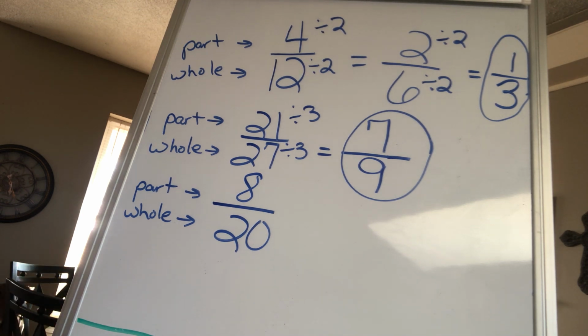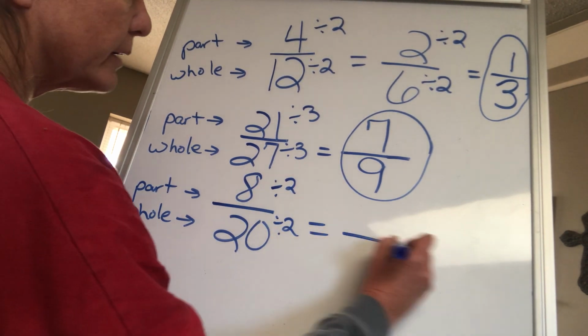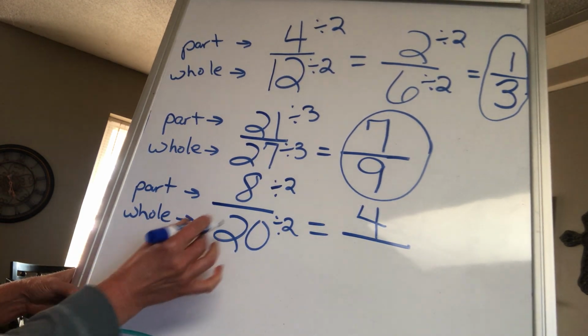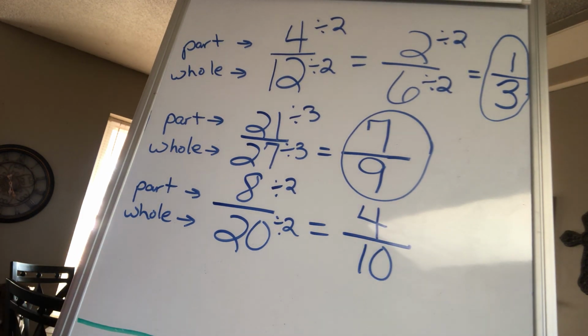So now I try to see if it's in simplest form. I know he spent 8 out of his $20, so I need to know, is there any number I can divide these both by and get a 0 remainder? Let's see. They're both divisible by 2, aren't they? 8 divided by 2 is 4. 20 divided by 2 is 10. So 4/10 is how much he spent, and then we have to look and see, is it in simplest form?